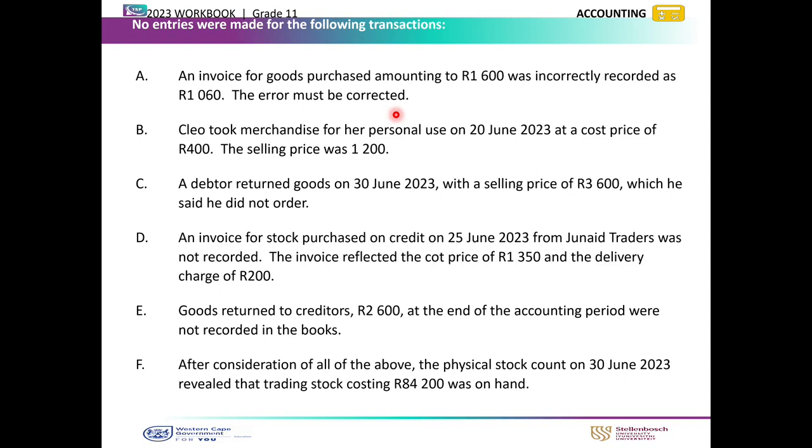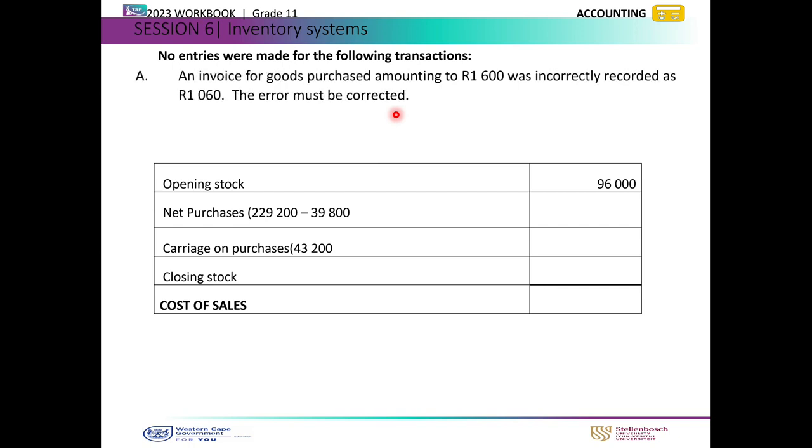Okay, so looking at it one by one, the first one, if you look at this information, an invoice for goods purchased amounting to 1,600 Rand was incorrectly recorded as 1060, meaning we were supposed to record 1,600, we only recorded 1,060. And I'm sure you can agree with me that this probably wasn't a malicious mistake done with intent. So maybe it was an honest mistake. So how do we correct this?